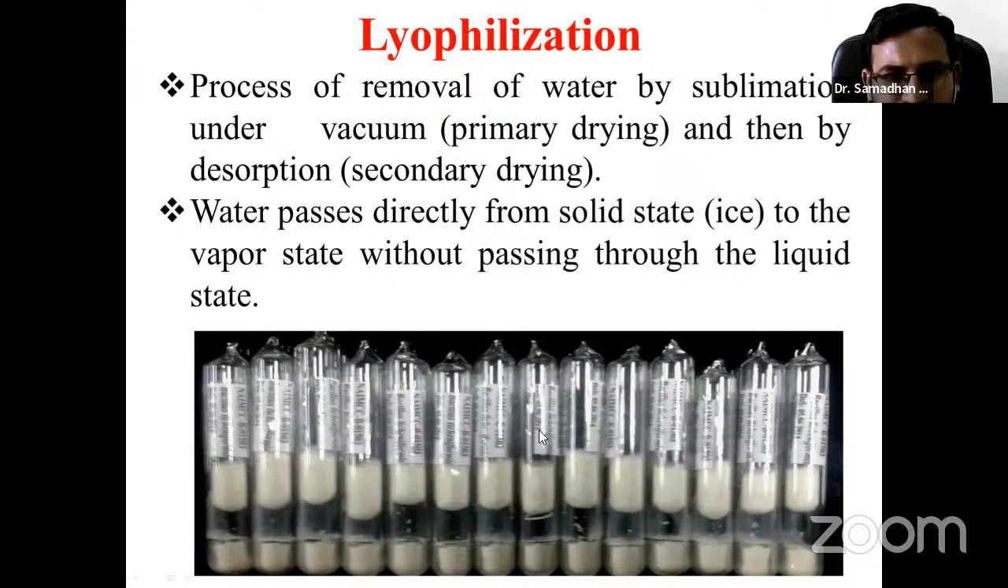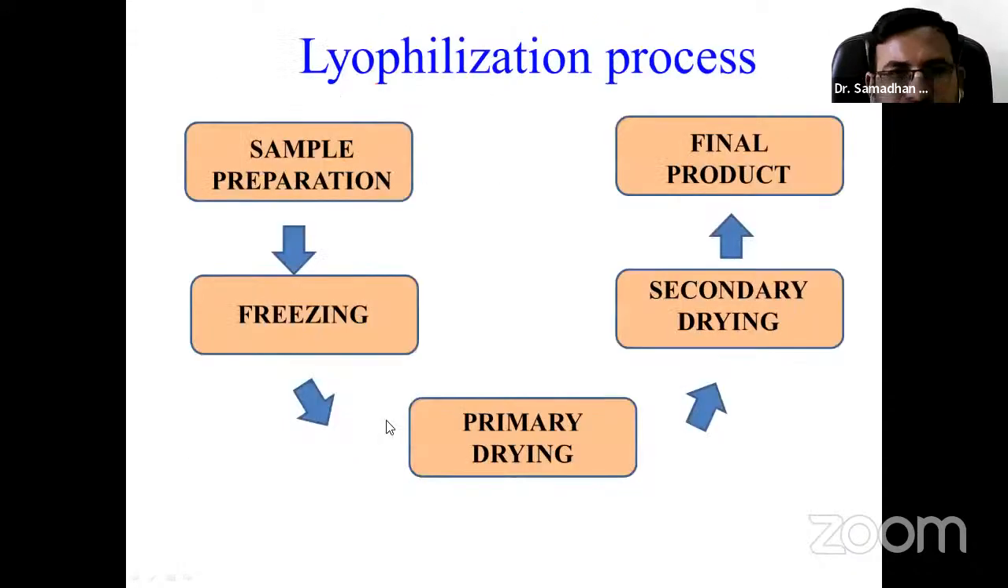You can see here these are the ampoules for lyophilization, which are required for this storage. So this is the brief methodology, a brief process. The sample is prepared in skim milk. Then freezing is done. Then primary drying, where sublimation occurs. Then secondary drying. Then the final product is stored.